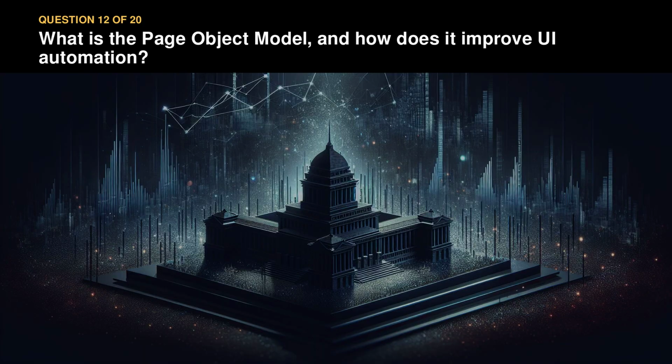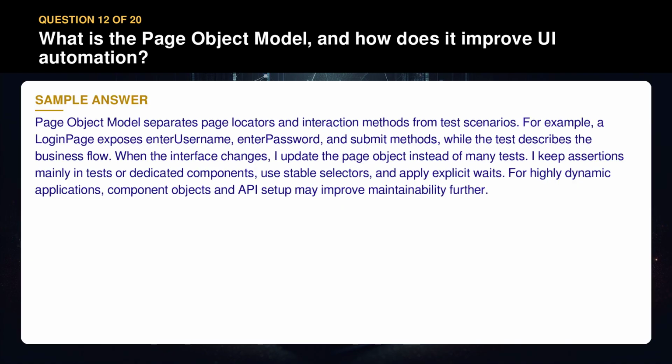Question 12. What is the page object model, and how does it improve UI automation? Page object model separates page locators and interaction methods from test scenarios. For example, a login page exposes enter username, enter password, and submit methods, while the test describes the business flow. When the interface changes, I update the page object instead of many tests.